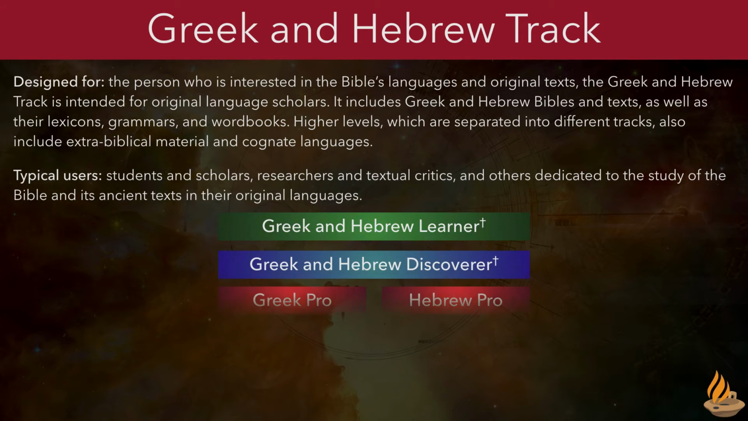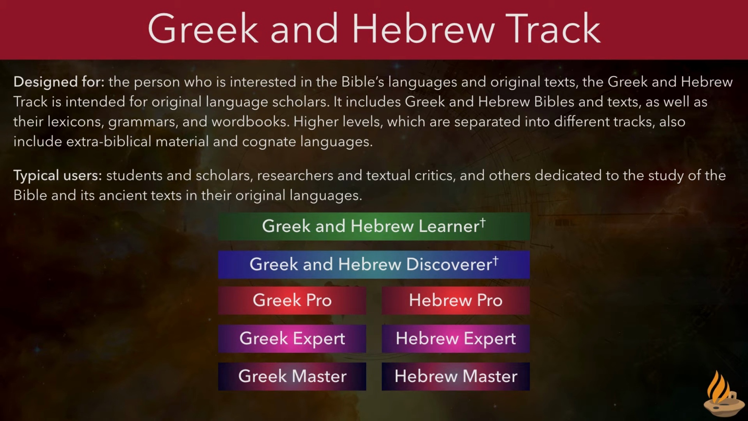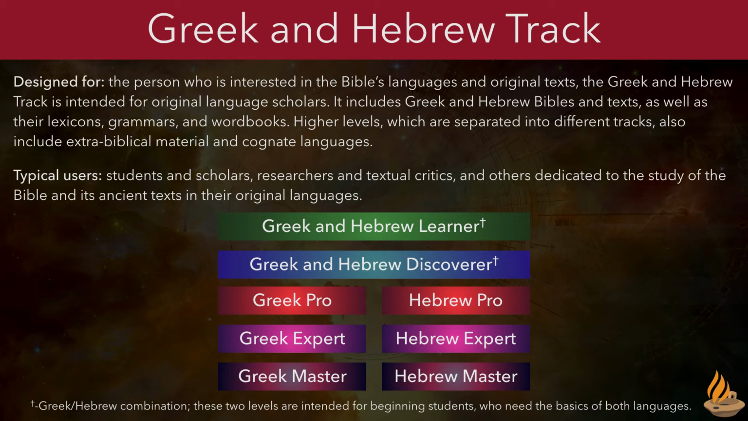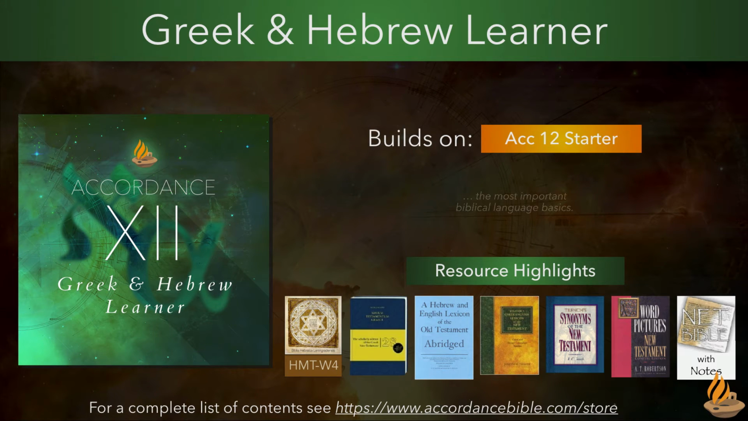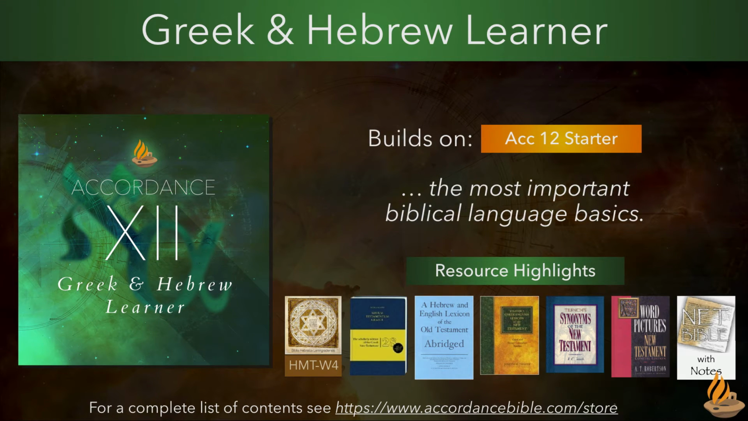It too has 5 levels, the first 2 of which are intended for beginning students who need the basics of both languages. The Greek and Hebrew Learner includes all the resources in the starter collection, plus the most important biblical languages basics. Priced at $199, it includes over $440 worth of quality resources for learning and using biblical languages.